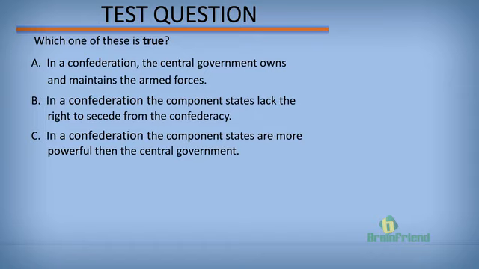The second question reads, which of these is true? A, in a confederation, the central government owns and maintains the armed forces. B, in a confederation, the component states lack the right to secede from the confederacy. And C, in a confederation, the component states are more powerful than the central government. All right, if you picked A or B, you're wrong. Our right answer is C, because one feature in the confederal system of government is that the component states are more powerful than the central government, more powerful to the extent that they contribute powers and resources to the government.